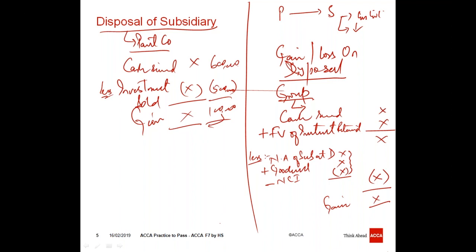Can you calculate the gain or loss on an associate? Yes, we can also calculate the gain or loss on the disposal of the associate company, but this is not covered in the scope of F7.